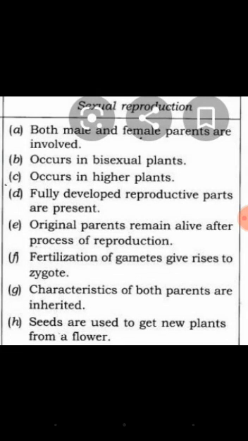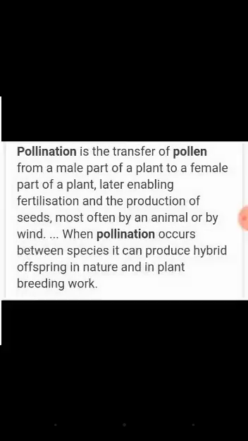Now let us understand sexual reproduction in better ways. Both male and female parents are involved, occurs in bisexual plants, occurs in higher plants, fully developed reproductive parts are present, original parents remain alive after process of reproduction, fertilization of gametes gives rise to zygote, characteristics of both parents are inherited, seeds are used to get new plants from a flower.